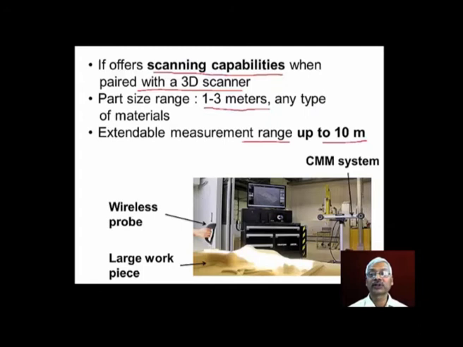So in this picture you can see the CMM system. This is the mobile CMM system, and this is the huge workpiece which is to be inspected. And then we have a wireless probe. Both the probe and the workpiece are continuously viewed by the dual camera system, and then the image captured by the wireless vision probe is sent to the computer system for processing.